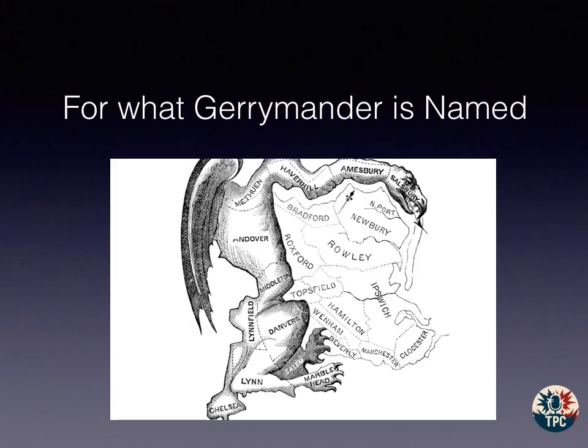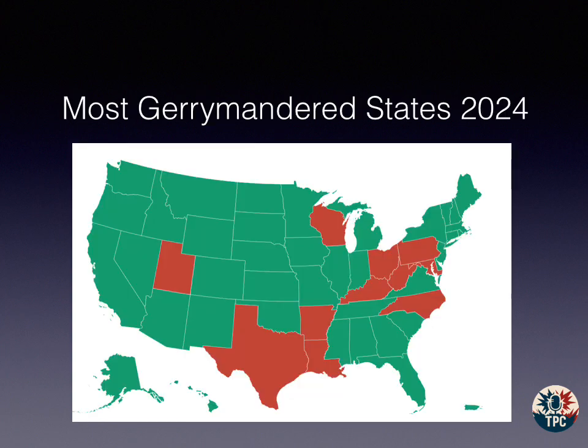The term gerrymander was coined in 1812 when Elbridge Gerry, then governor of Massachusetts, created a district which looks like what you see on the screen here, a mythical salamander. There came gerrymander. As of 2024, the states in red were the most gerrymandered in the United States. Wisconsin has changed their districting of late and may have corrected the gerrymander problem.